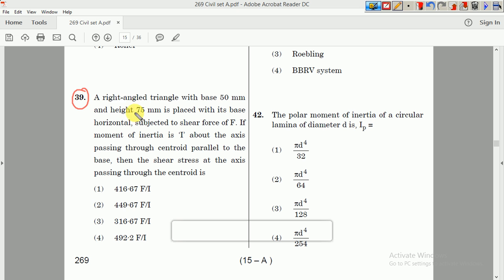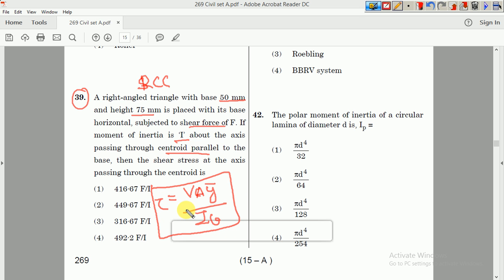Once again, it comes under RCC. The right angle triangle of base 50 mm, height 75 mm, they have given shear force, and the inertia is I, of the centroidal axis parallel to the base. The shear stress at the axis parallel is, I'll just give you a hint, V A y bar divided by I B. That is, shear stress is equal to V A y bar divided by I B.